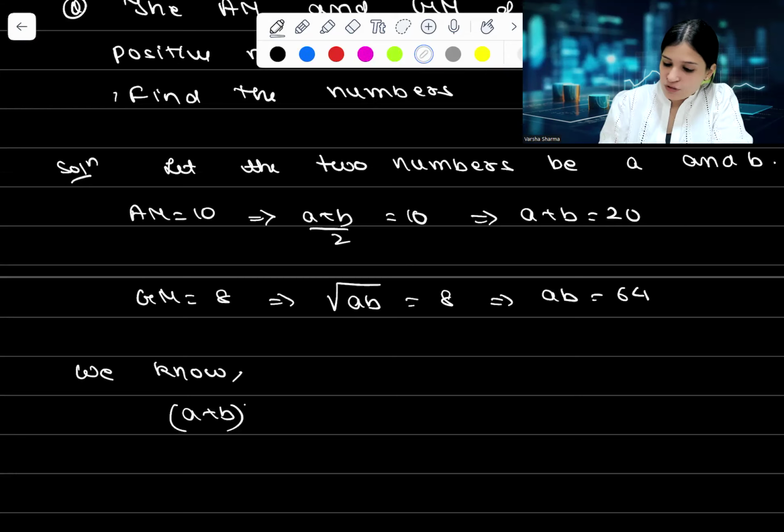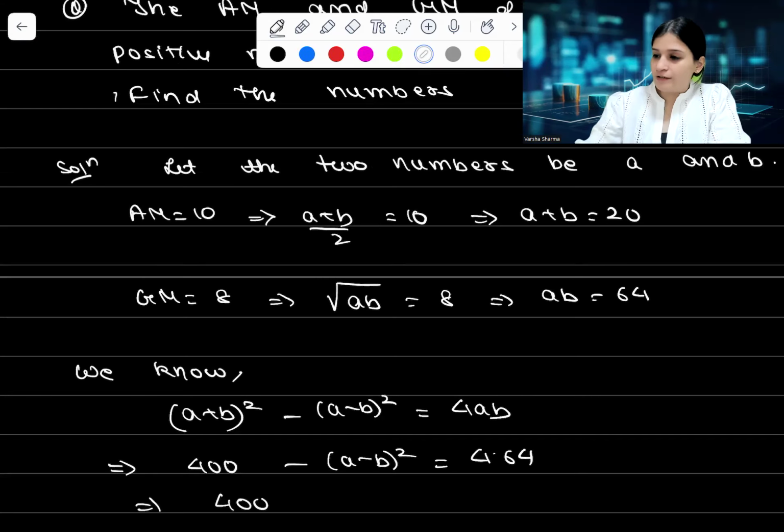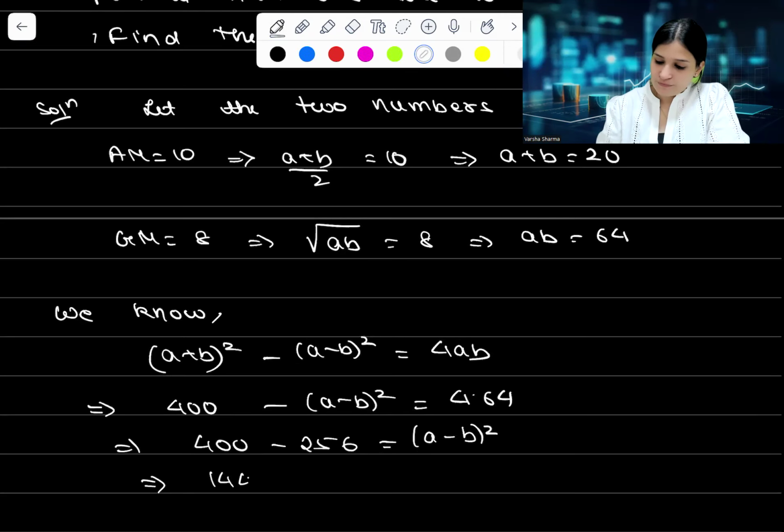So we know (A plus B) whole square minus (A minus B) whole square is 4AB. So this is 400. So 400 minus 64 into 4, which is 256. We get 144. So A minus B would be 12.